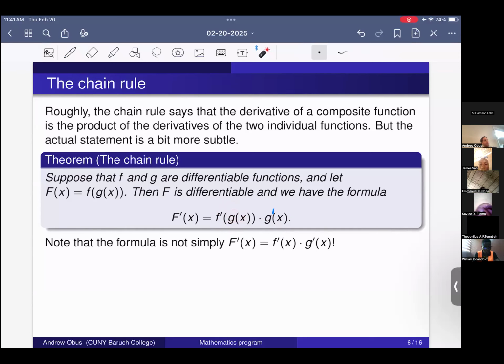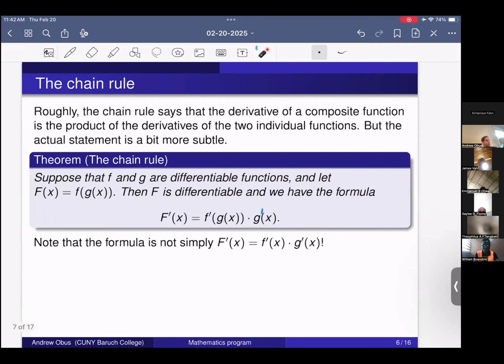So it's a little bit of a complicated formula. In particular, the formula is not simply that capital F prime of x equals little f prime of x times g prime of x. Okay, it's almost this, but instead of plugging in an x here, you've got to plug in a g of x. Okay, so this is maybe a little bit confusing before you see some examples. So we're going to do a number of examples of computing the chain rule. Okay, so I'm going to go to the next page, but I'm going to rewrite this formula, and we're going to do this in a couple of examples to see how it works.